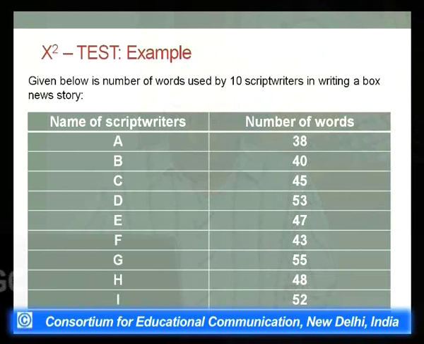So, therefore, this exercise was done. There were 10 script writers, students were invited, and they wrote down that particular news. In this table, I have shown you. Script writer A used 38 words, B used 40 words, C used 45 words, D used 53 words. Like that, E has used 47 words. So, different numbers of words, total words they have used to write the news story.